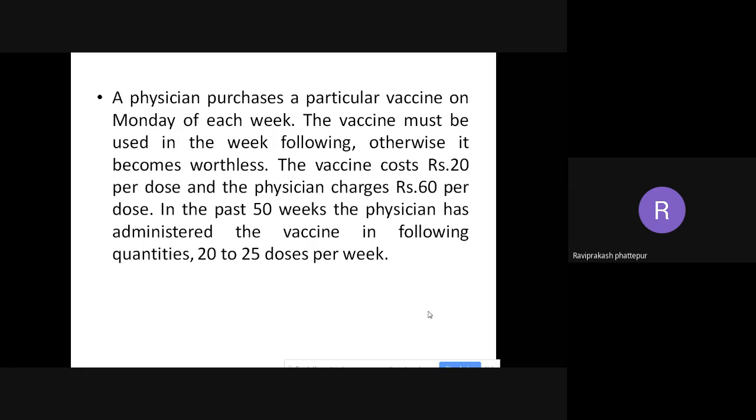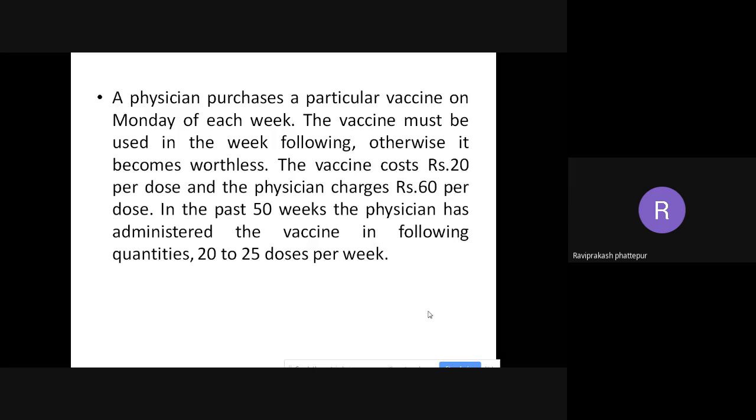So now this is the question given to you. What you need to do is prepare a payoff matrix first. In the previous class, those who were not present, we had seen one more matrix called the regret or opportunity loss matrix. Here we need to find out how many doses he has to come up with.